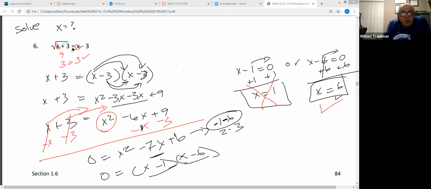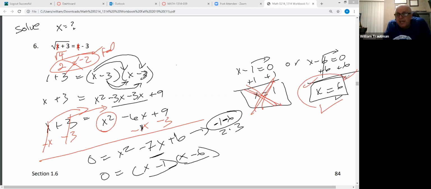What happens if I put 1 in here? Watch this. 1 plus 3 is 4. The square root of 4 is 2. Put a 1 in here. 1 minus 3 is a negative 2. Do you see how they don't equal? For square roots, they have a domain also. And if it doesn't work, that is false. It doesn't work, then that can't be part of my answer. This is the only answer for this problem, x equals 6.